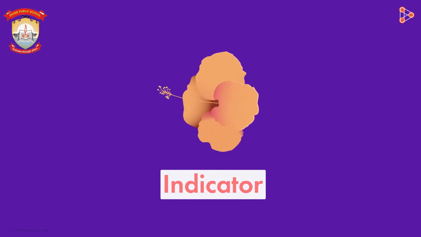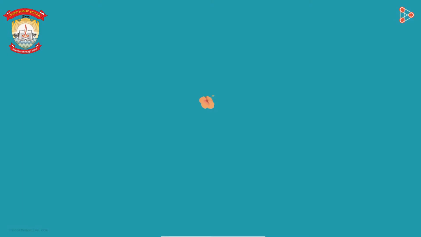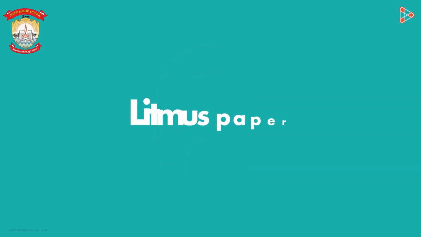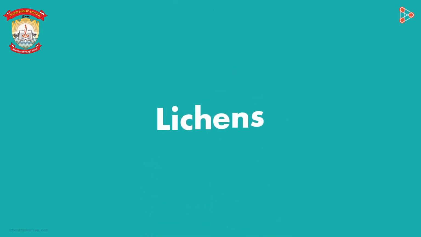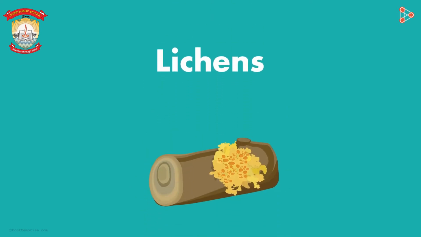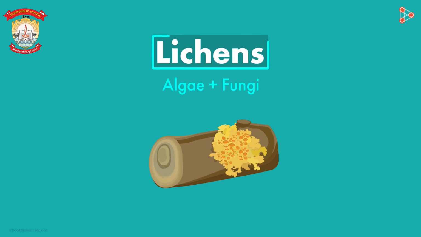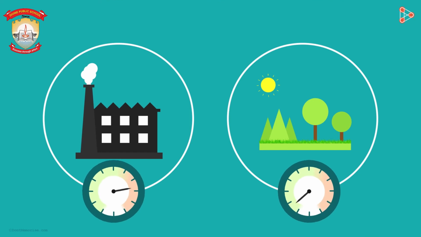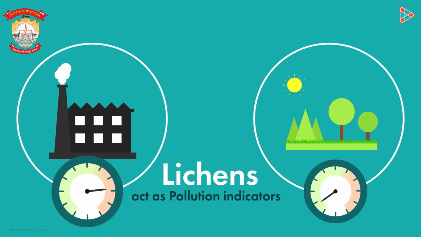However, sometimes it's not very convenient to add the indicator to the solution. In such cases, some different type of system is required, something more efficient. So in such cases, litmus paper comes to our rescue. What are litmus papers? Well, before that, tell me, have we come across the term lichens? Yes. We have studied in biology that the symbiotic relation of algae and fungi gives us the unit called lichens. The major function of lichens in the ecosystem is that they act as a pollution indicator. Their growth is hindered when there is excessive pollution.